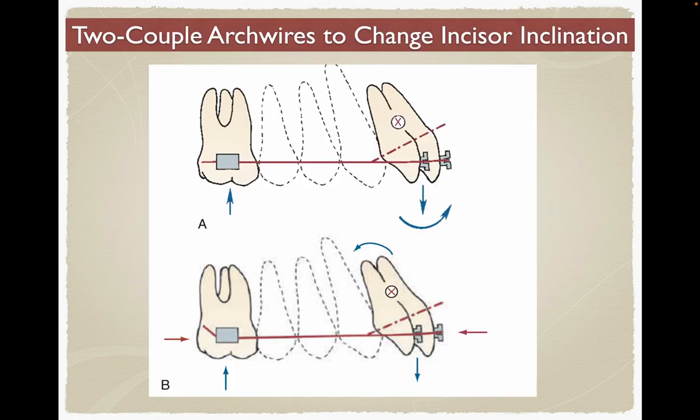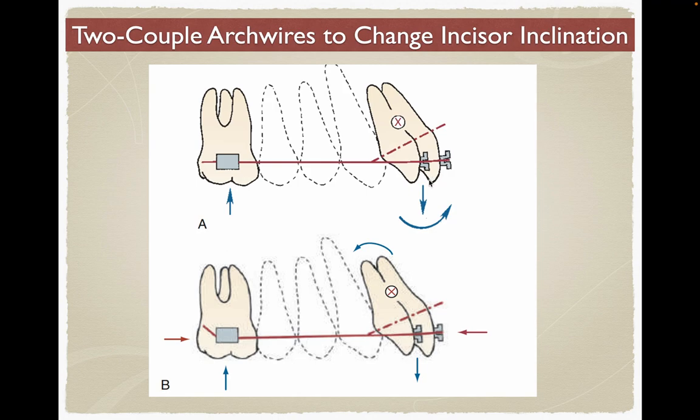Now, another thing to talk about is the two-couple arch wire to change the incisor inclination. So if you are using an arch wire here and you do an intrusion to these incisors, now we are applying the force. We have a rectangular wire here as well. Now, when I'm placing the arch wire, it's going to be an indeterminate system, but I am applying the force anterior to the center of resistance. That will result in a proclination of the incisors.